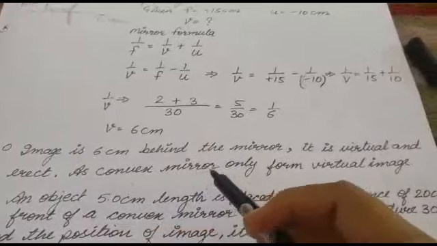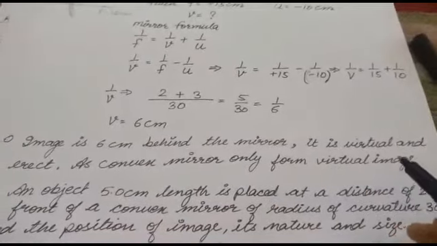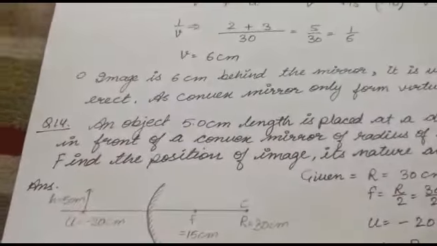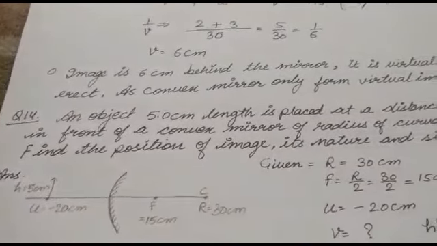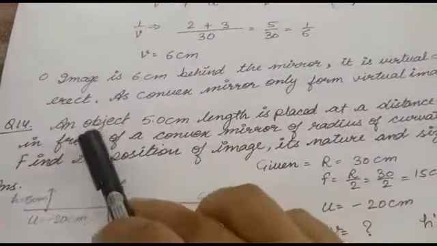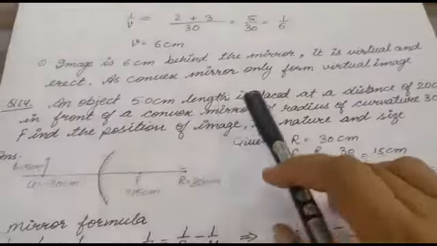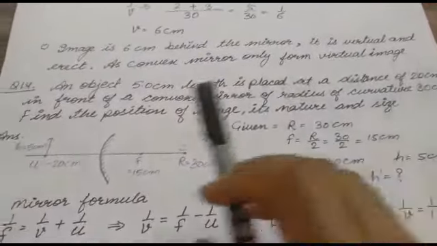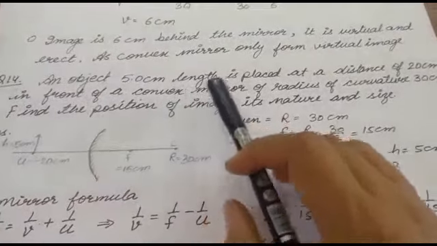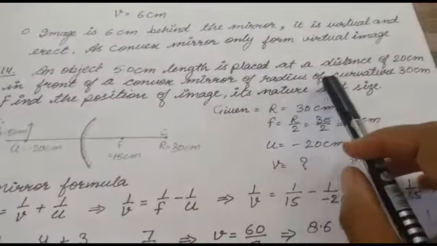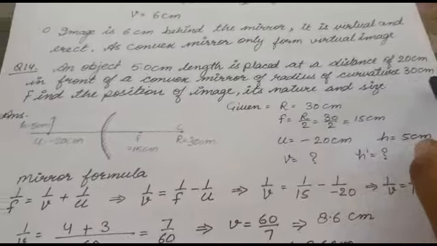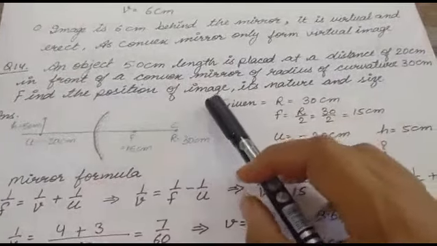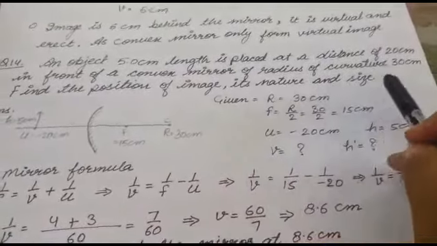Because convex mirrors only form virtual images. This is question number 14 from the exercise. An object 5 centimeter in length is placed at a distance of 20 centimeter in front of a convex mirror of radius of curvature 30 centimeter. Find the position of the image, its nature and size.